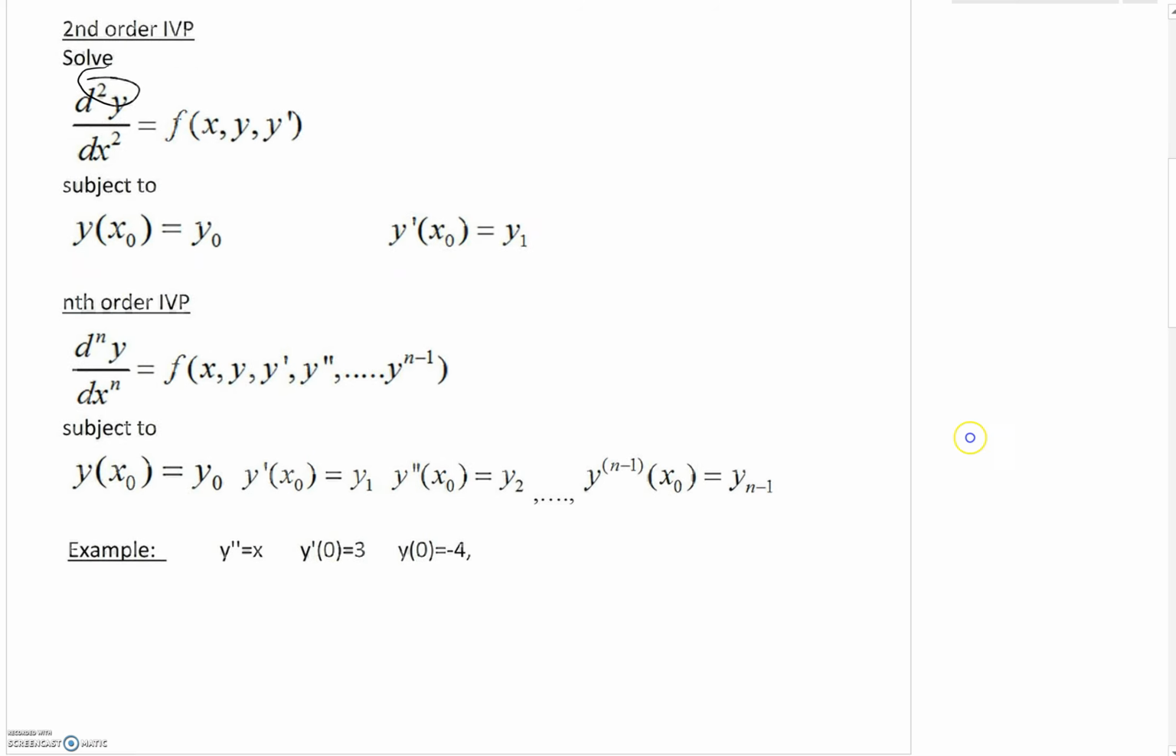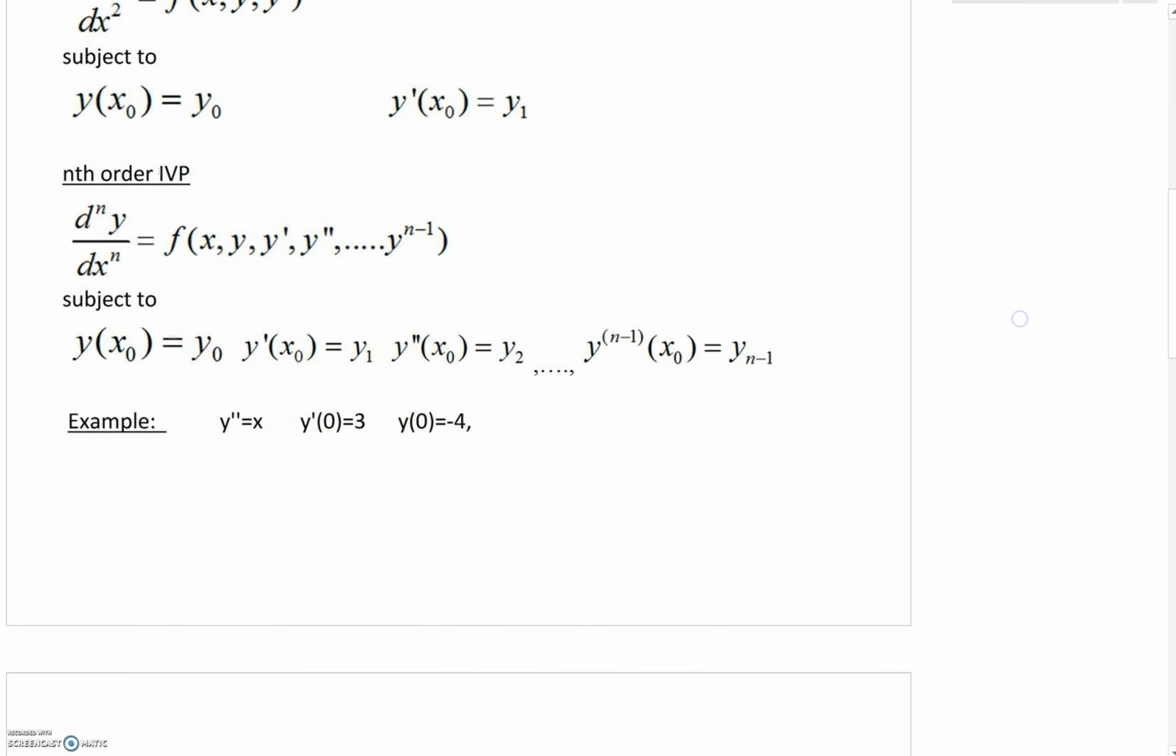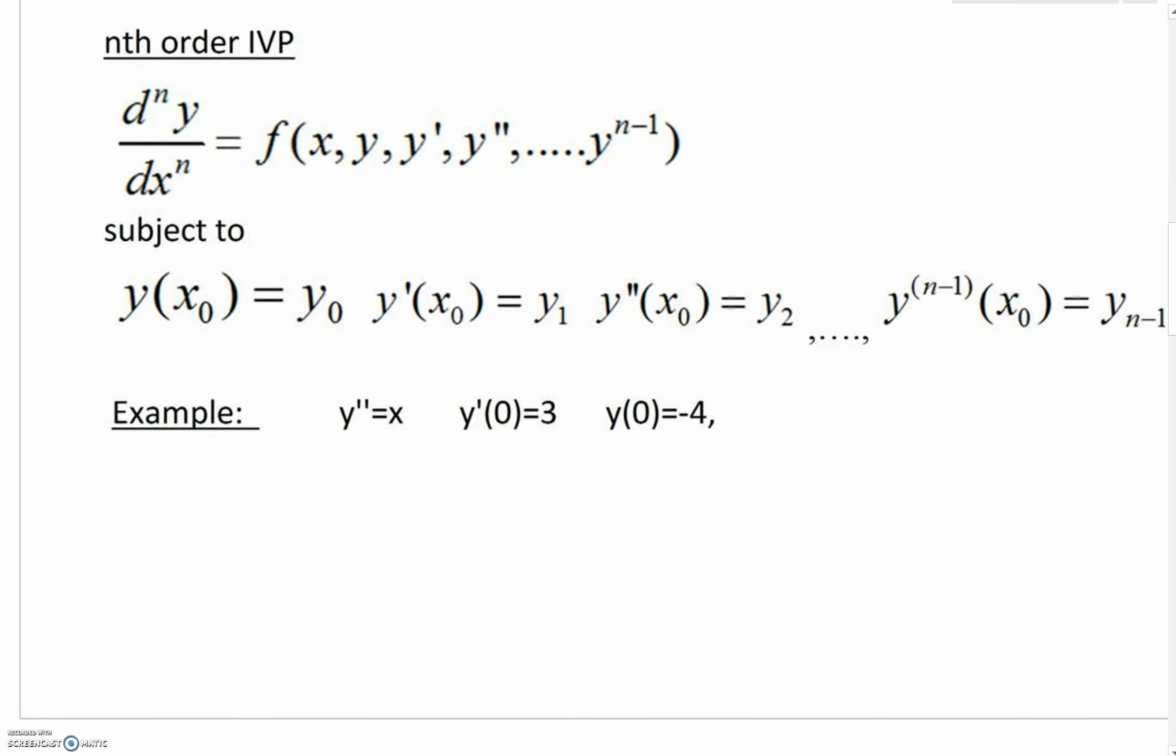So let's take a look at something that you honestly have done in the past. You've done problems just like this. y double prime is equal to x. Well, let's go ahead and take an antiderivative. This is a separable differential equation. Bump our power up, take an antiderivative. We'll have x squared all over 2 plus a constant. I'm going to call it C1.